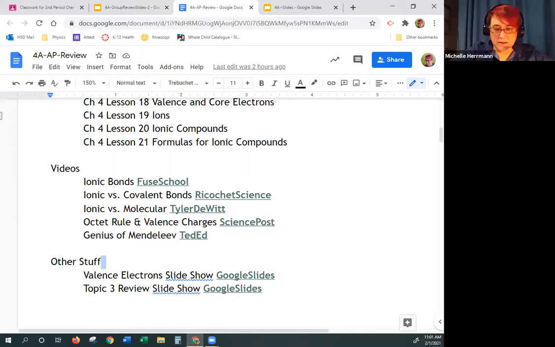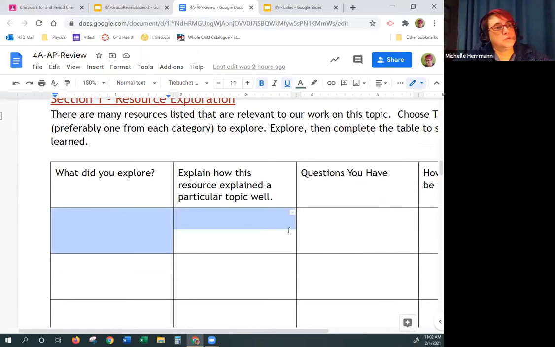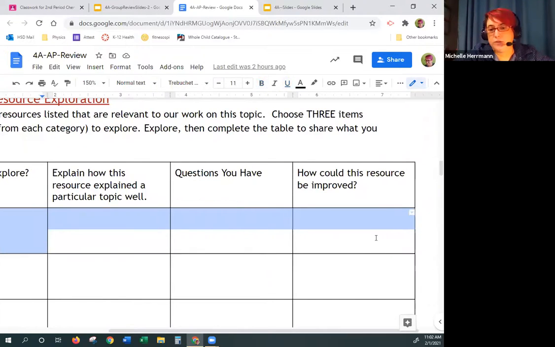Okay, so let me set up my breakout rooms. Hang on, somebody posted something in the chat. So yes, you will eventually fill in this whole table. Today in class, we're just gonna aim on filling out one row. We're gonna do one resource today.